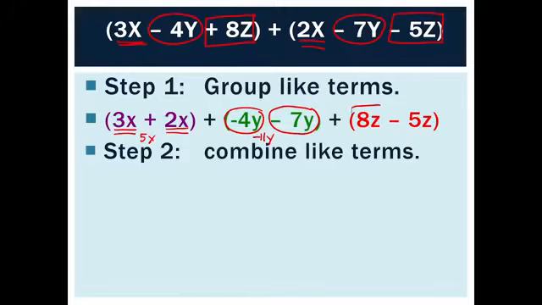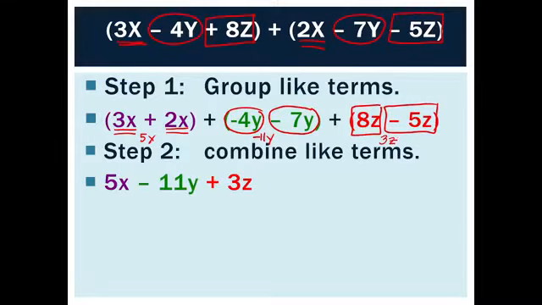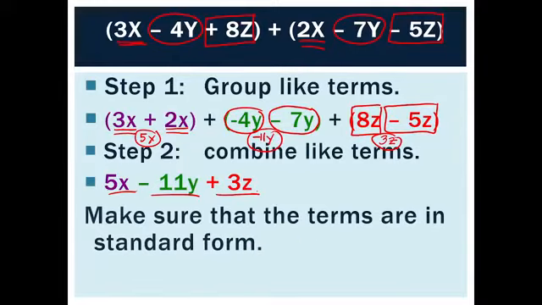What about 8z and negative 5z? How much is that? What is 8z minus 5z? Okay, 3z. So our answer is now, there you go. Correct, 5x, negative 11y, positive 3z. And that will be your final answer. Okay? Now, your turn.